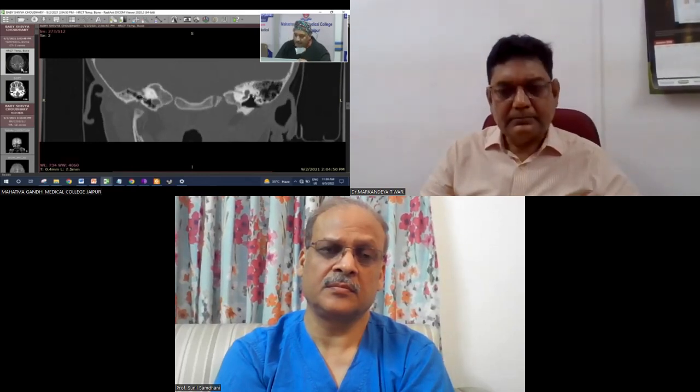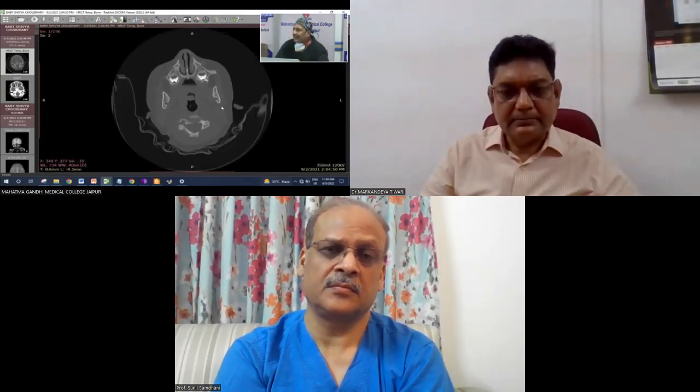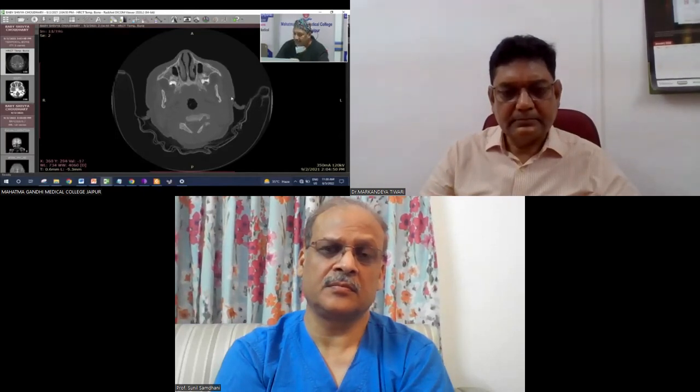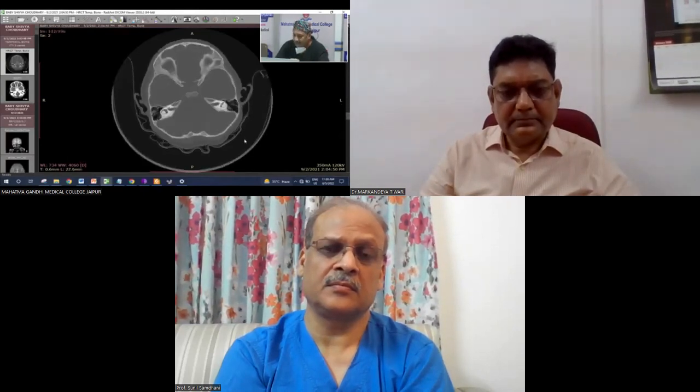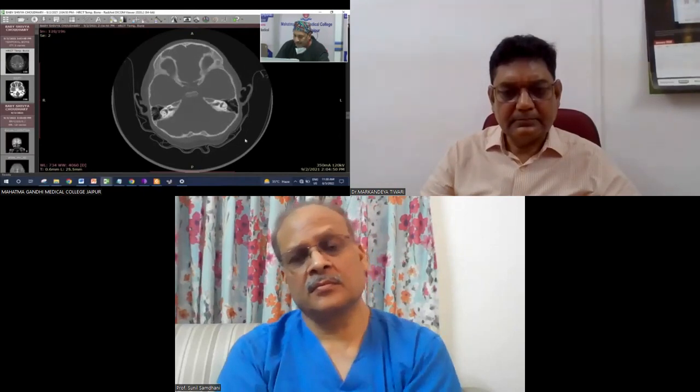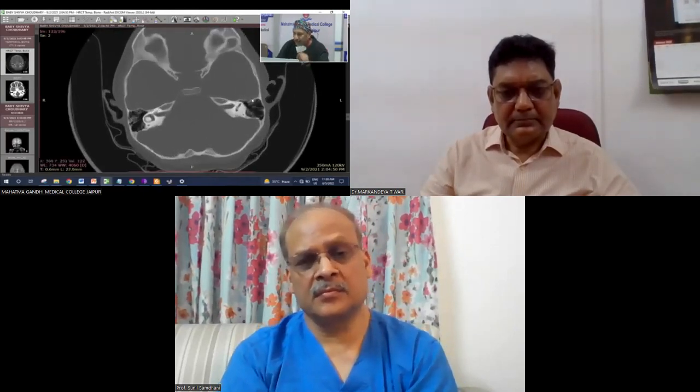So we need to know what all is to be seen on CT scan during cochlear implantation, though I'm not going to go into very, very great detail as the patient is being prepared. I will touch upon quickly the important things to be seen on CT scan from a cochlear implant perspective.